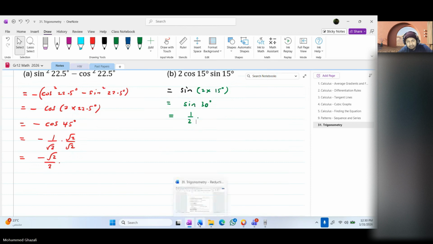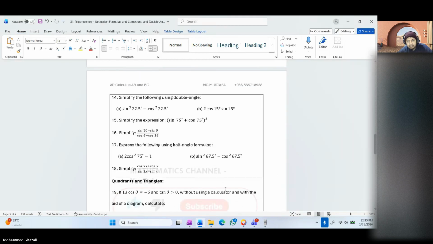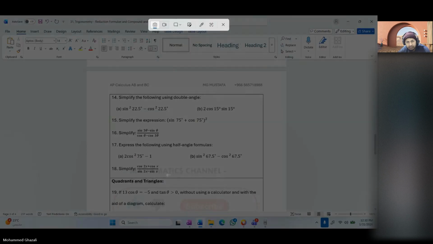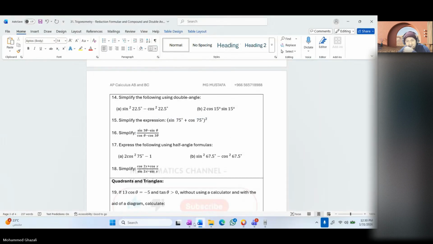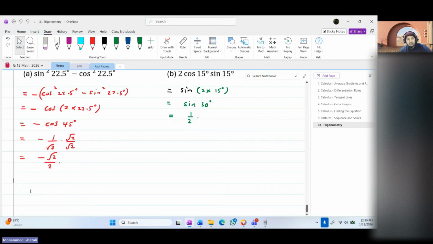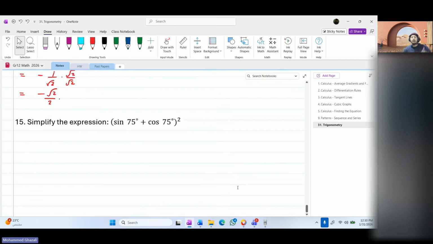Next one. Right, so how are we going to solve something like this? Sine 75 plus cosine 75, all squared. Remember, now we have the knowledge of double angles and compound angles. We'll try to use double angles as far as possible. We try not to use compound angles, but if we are stuck, we will use a compound angle. So now let's simplify this.